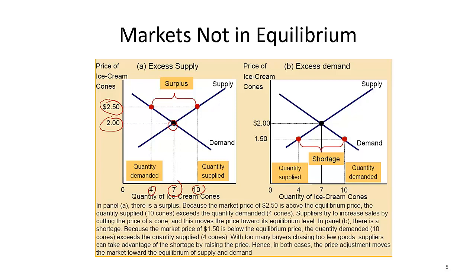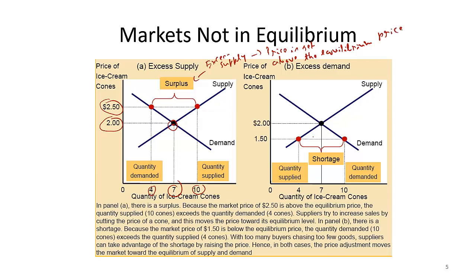So what we are ending up with is a situation of excess supply or surplus. So this is the surplus, which is also called excess supply. And the reason excess supply is happening is simply because the price is set above the equilibrium price.